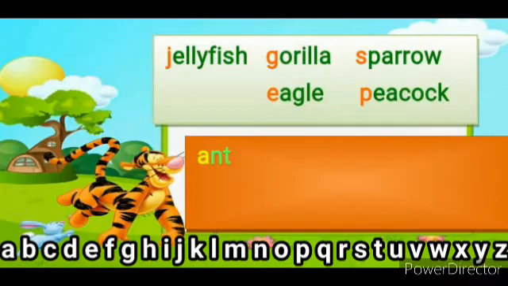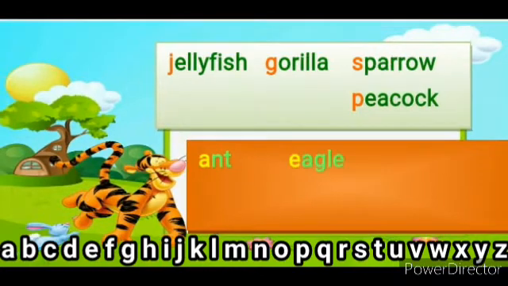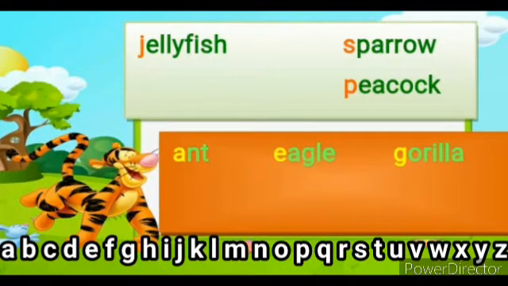We don't have the word starting with B, C and D, but we do have the word starting with E, eagle. So the second word in our list will be eagle. Do we have the word starting with F? No. G? Yes, we have gorilla.